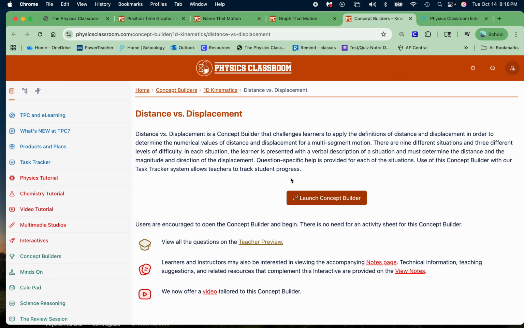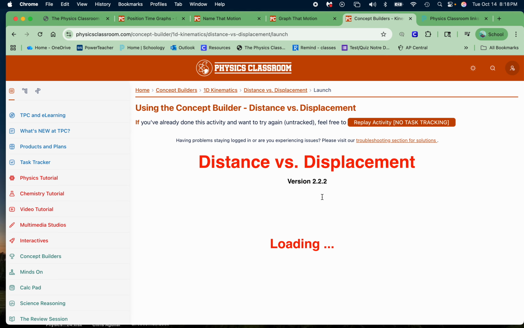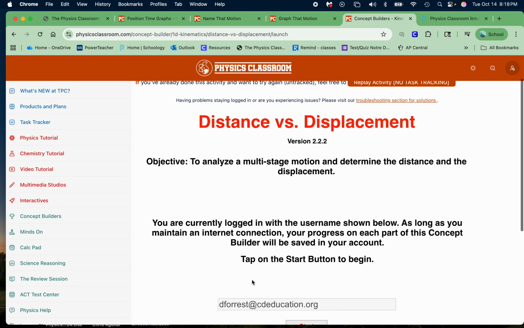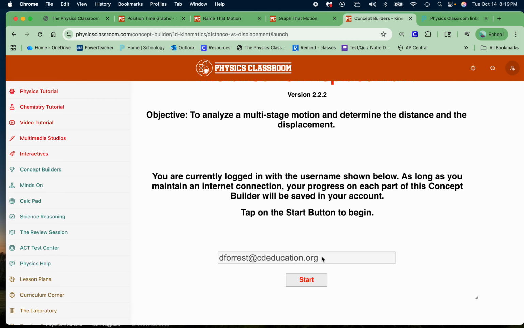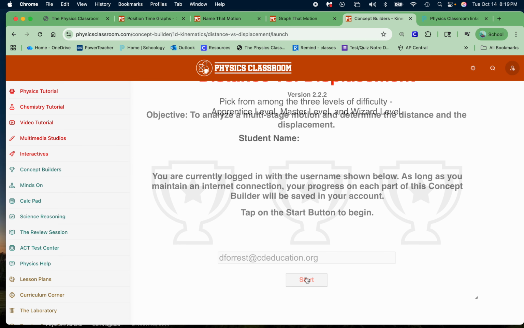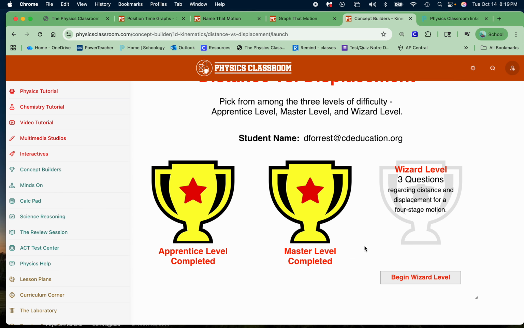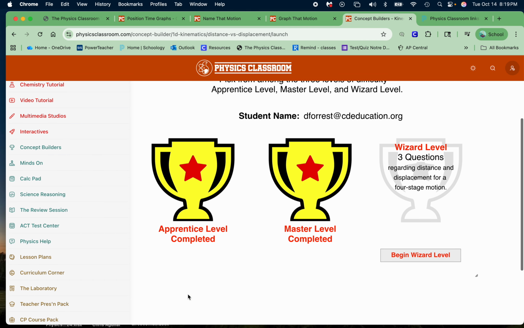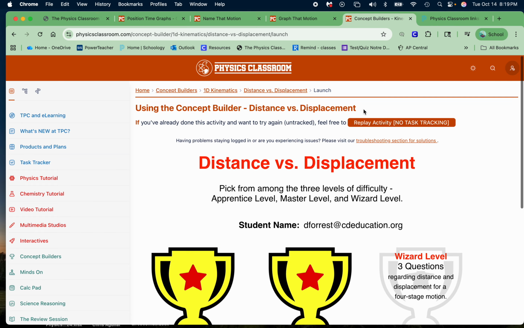The first concept builder is distance versus displacement. When you click on that, you'll see pages here. I don't know if you'll see a teacher preview or not. I don't really use those anyhow. It'll say launch concept builder, and to make sure you're getting credit, you should have your email address right here, which is your account, and then you're going to start. There are various activities. For this one, I'm going to replay the activity with no task tracking because I already did these earlier, but you're going to be asked to do apprentice level and master level.